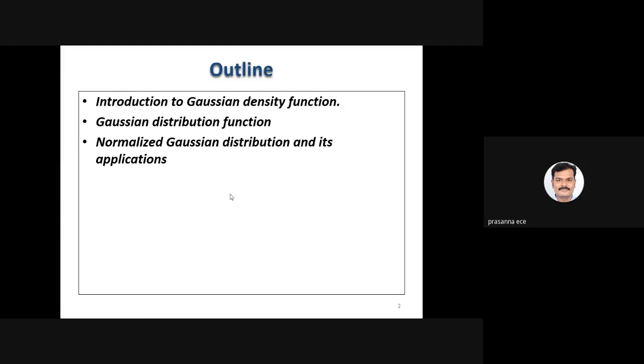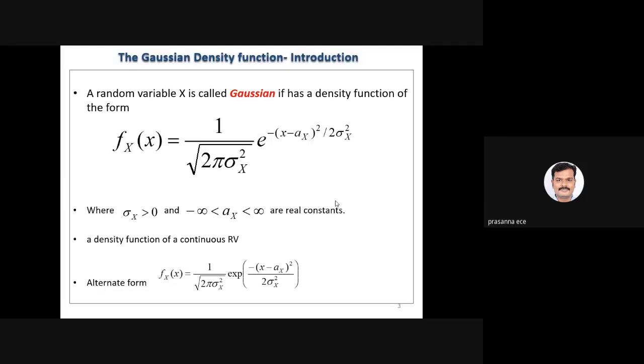We'll see what is a Gaussian density function, then what is a Gaussian distribution function, and then what is a normalized Gaussian distribution function. Any random variable which has a particular type of function is said to have a Gaussian density. Actually, densities and distributions refer to some kind of random variable, right? So this is the introduction to the Gaussian density function.